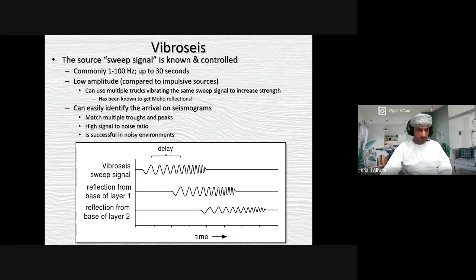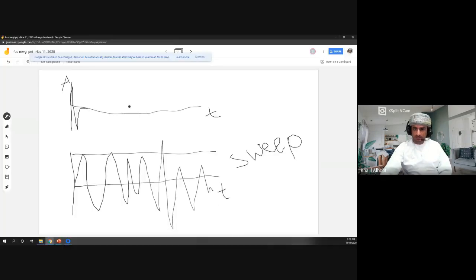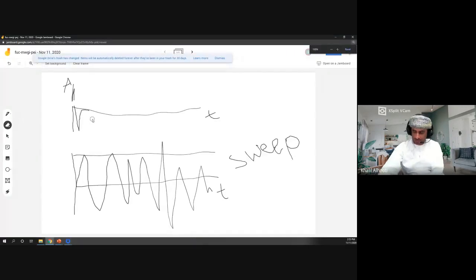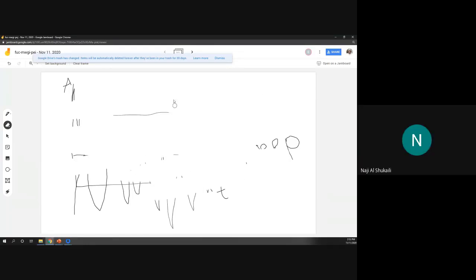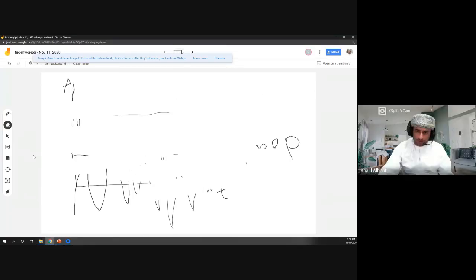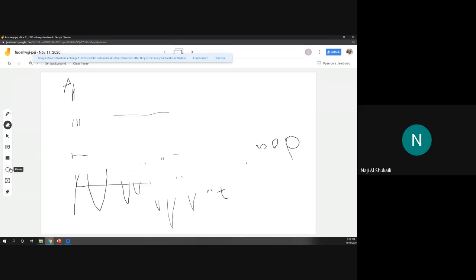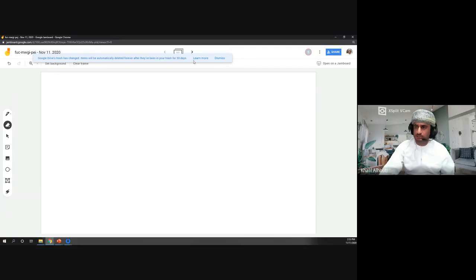So if I make my drawing again, let's see, where is my drawing? Jamboard, here is. Is there, I clean everything? Not sure. Yes, doctor, at the top. Where? At the top, clear frame. Clear, yes, thanks.